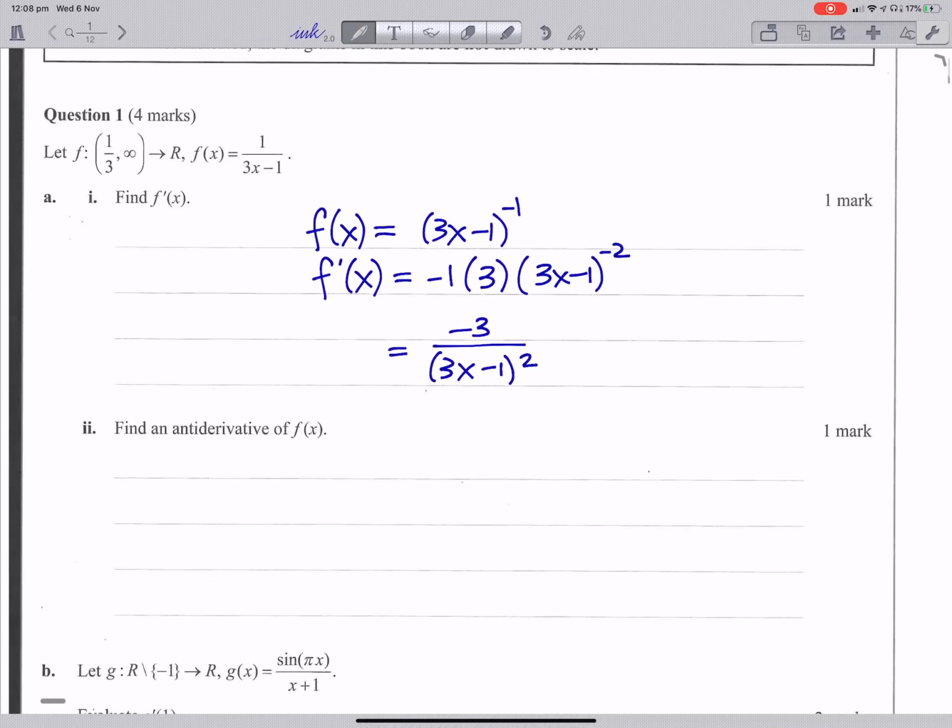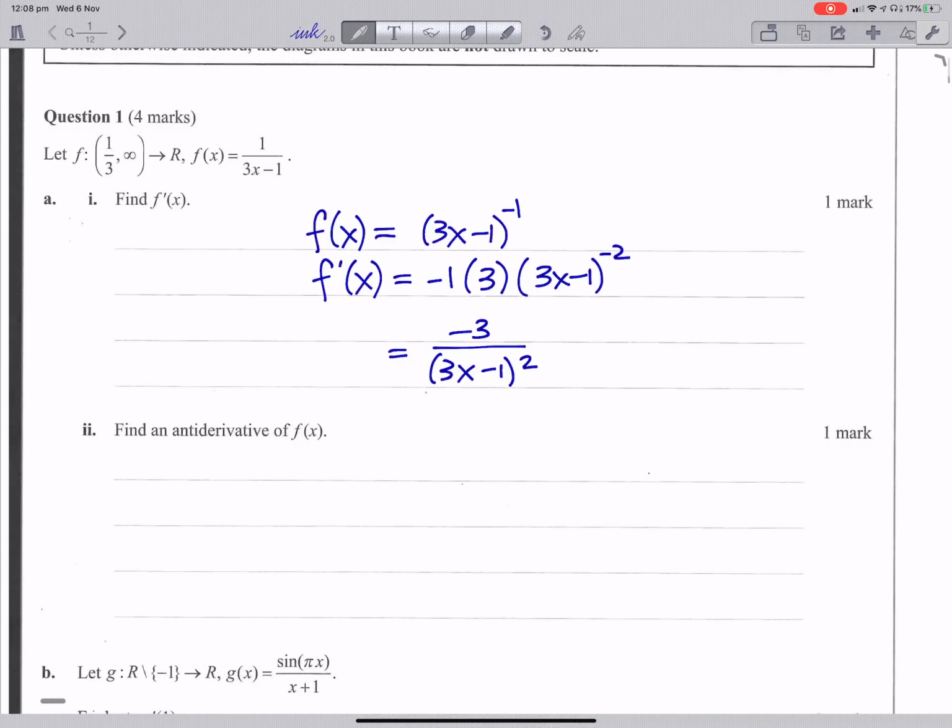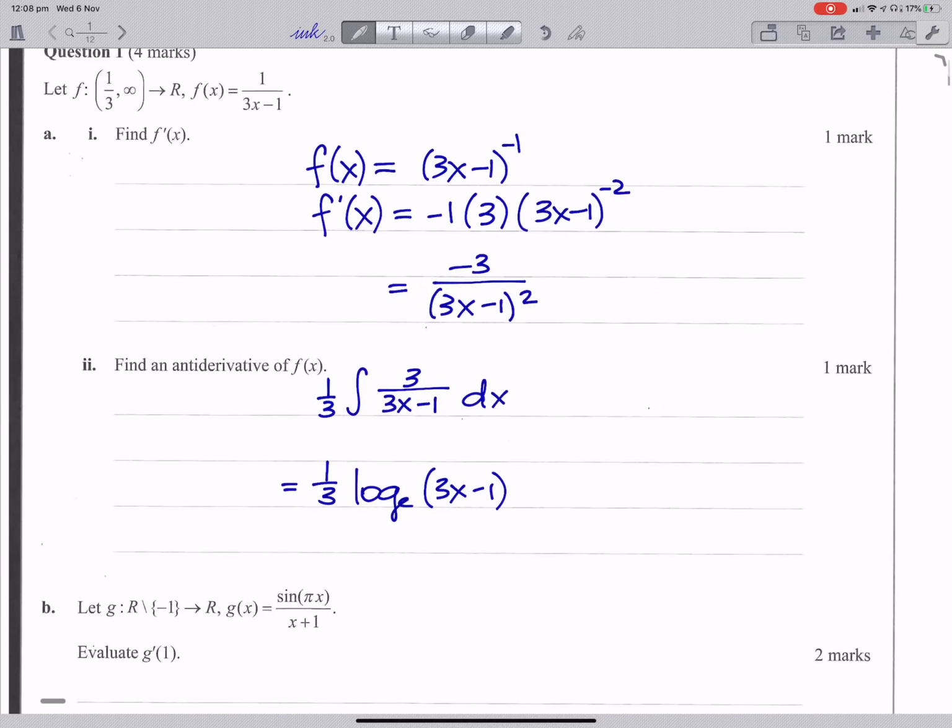Okay, find an antiderivative of f of x. Now I'm assuming this is why we've got this restricted domain, because it only wants the positive values. So we can say 1 on 3x minus 1. If we put a 3 on top, we've got to put a third out the front, dx. The top is the derivative of the bottom, so we know that our antiderivative is 1 on 3 log e of 3x minus 1. You don't need to put modulus signs because it's only defined for 1/3 to infinity.